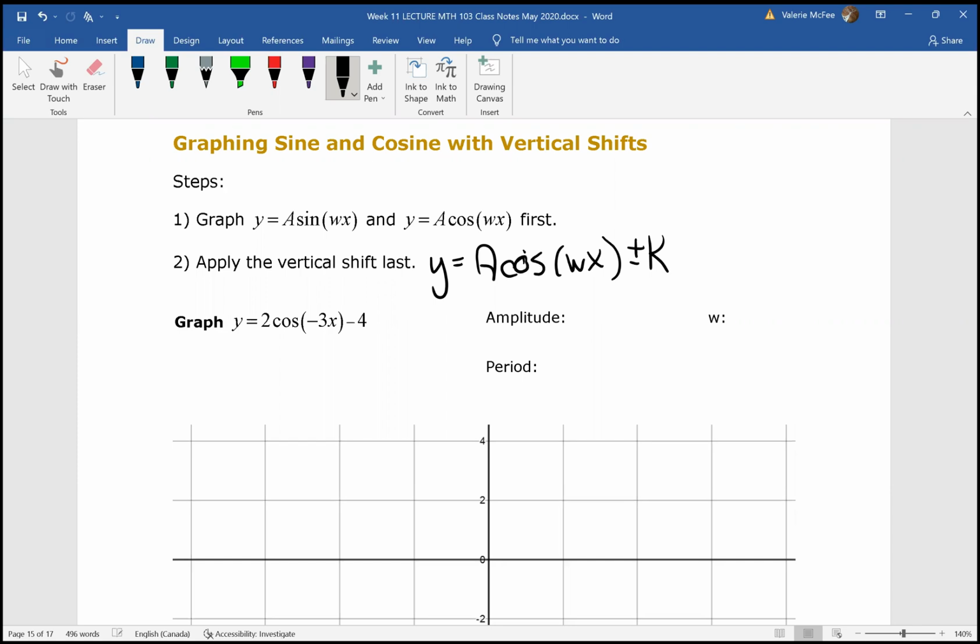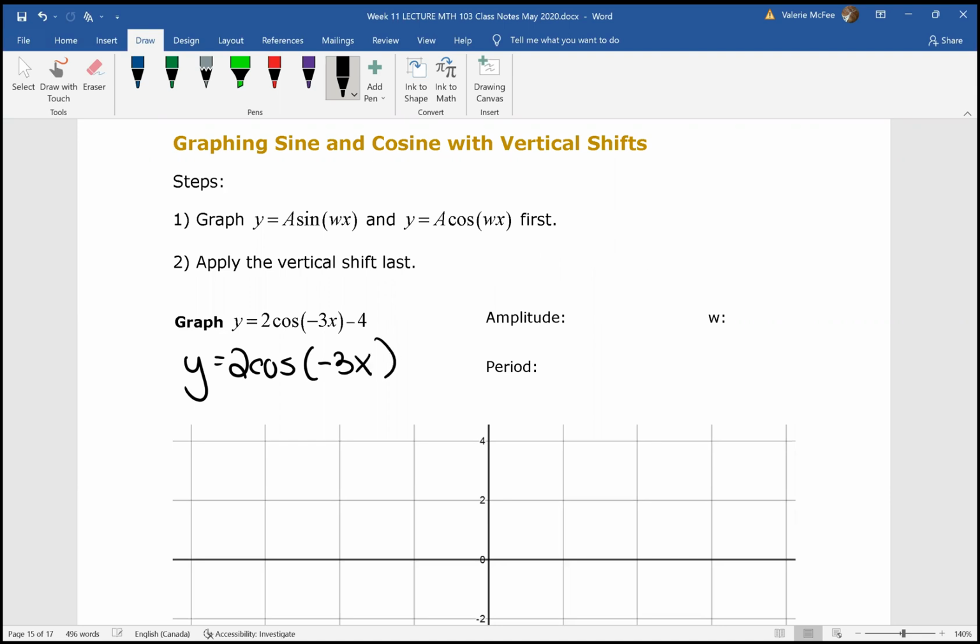So let's do some practice with that. We're going to start by graphing the basic function y equals 2 times the cosine of negative 3x. We're going to ignore that minus 4. Cosine is even. That means we can ignore this negative sign. Why don't you go ahead and do that?